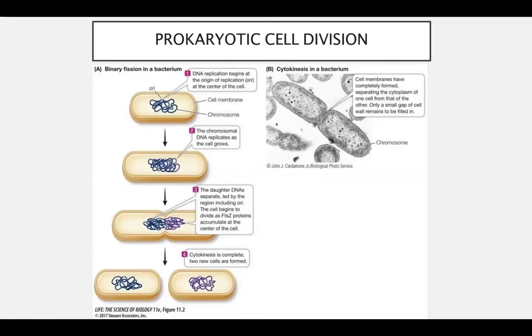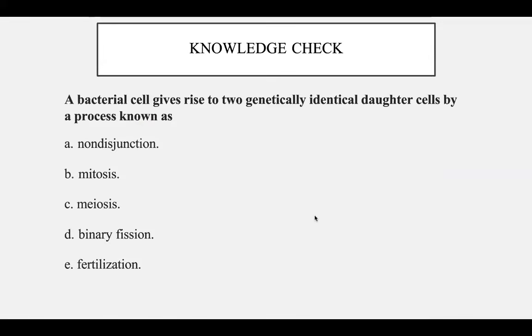DNA replication begins at the origin, which is at the very center of the cell. The DNA replicates as the cell grows in size because it has to store that DNA while it's replicating. Then the daughter DNA separates, and as it separates, cytokinesis happens, which just cuts the cell in the middle in two. So now you have two new cells that are identical to each other. So prokaryotic cell division is known as binary fission.